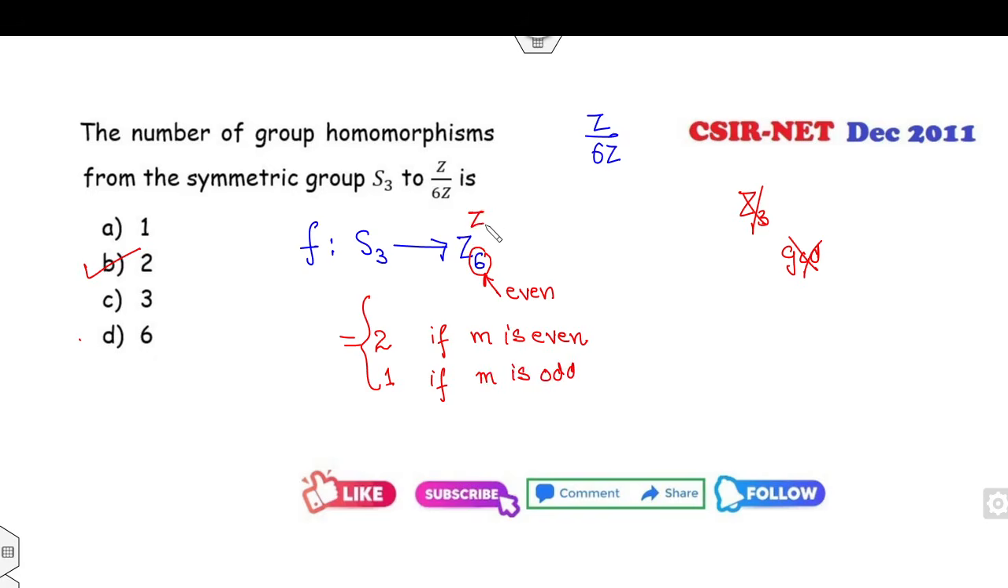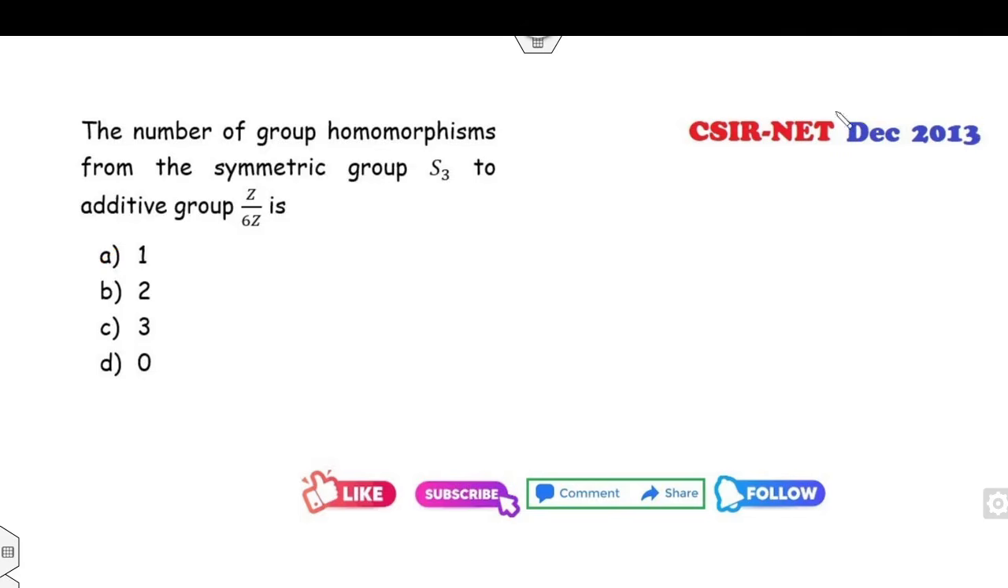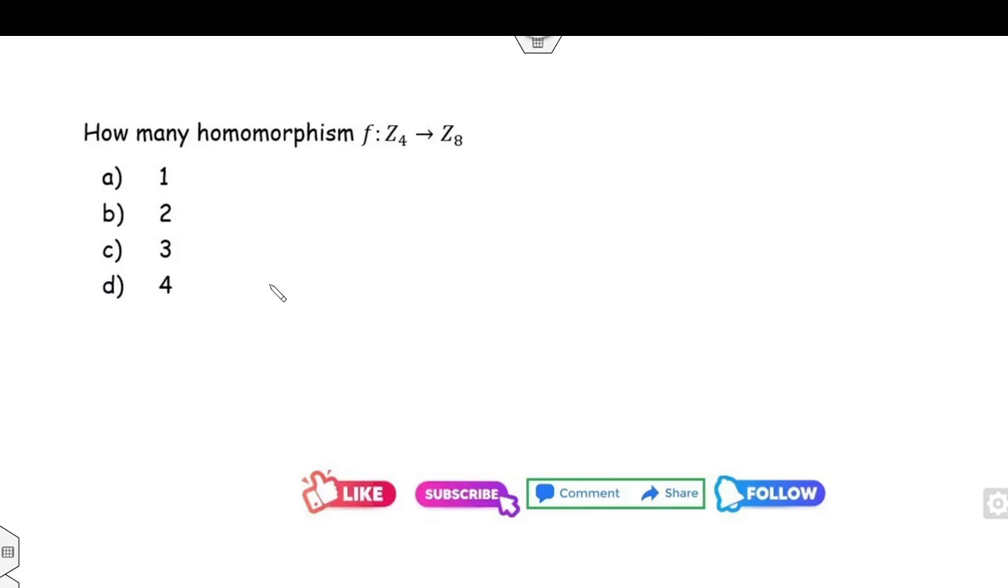Fine, this is Zm. So since 6 is an even number, the right answer is 2 group homomorphisms from S3 to Z6. Again, you can see in December 2013, the number of group homomorphisms from S3 to Z6. Again, you can see this is an even number, so the number of group homomorphisms is 2, the right answer. How many seconds do you need to solve these three questions?